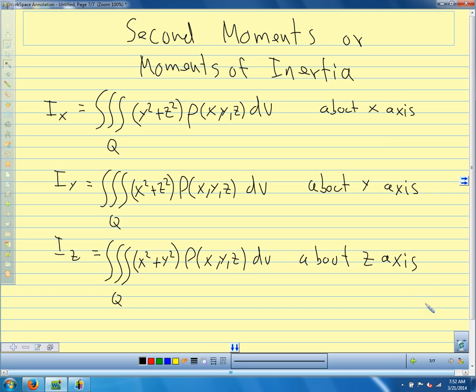So that would be our moment of inertia about the z-axis. We can also define our second moments about the various planes. So we can talk about the distance of the mass from the various planes. So we can define our second moments as second moments about our coordinate planes. So we'll write those out.